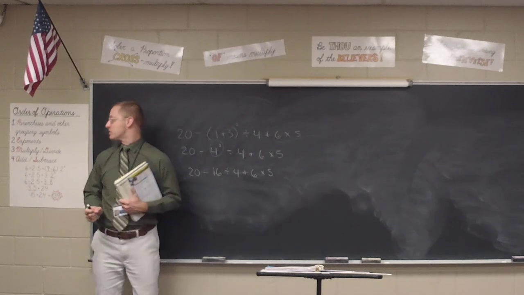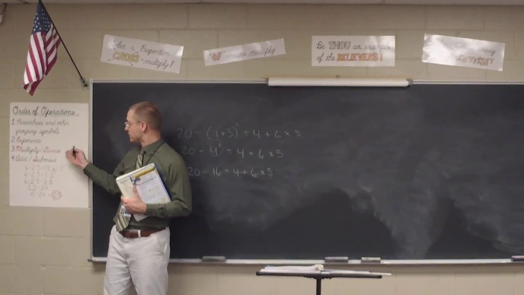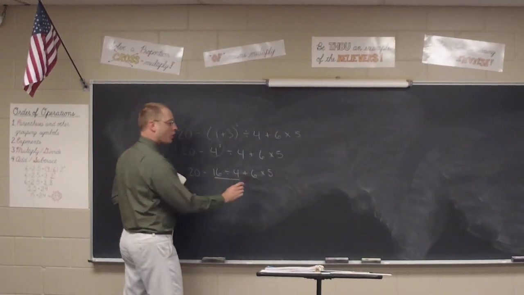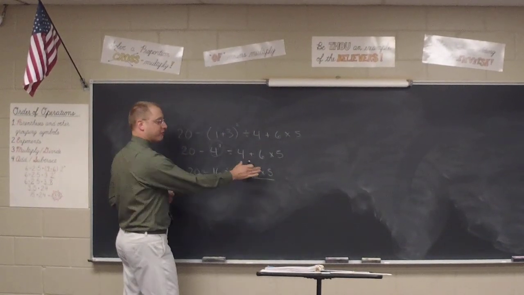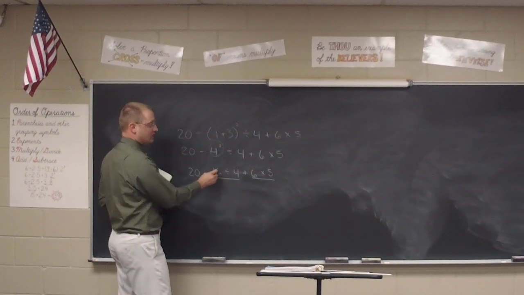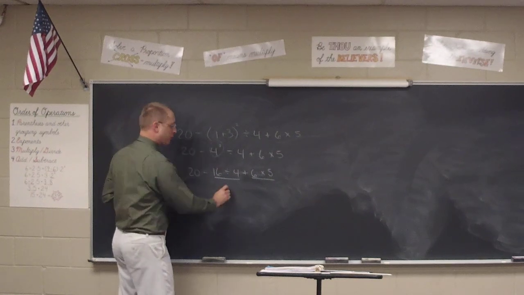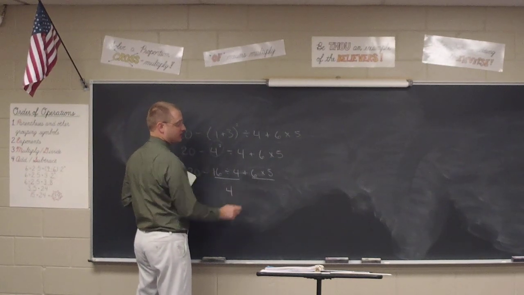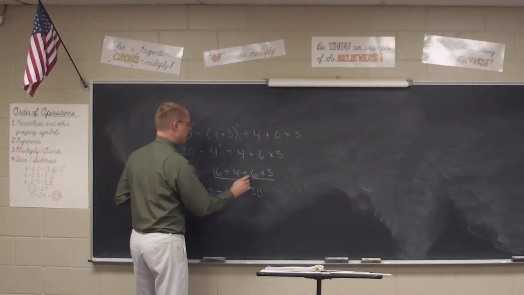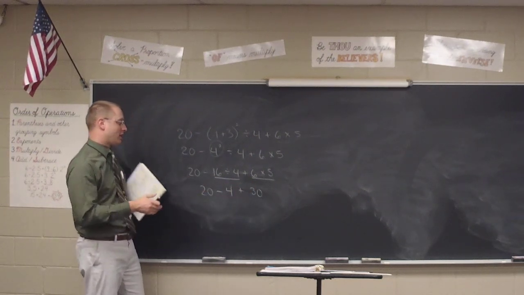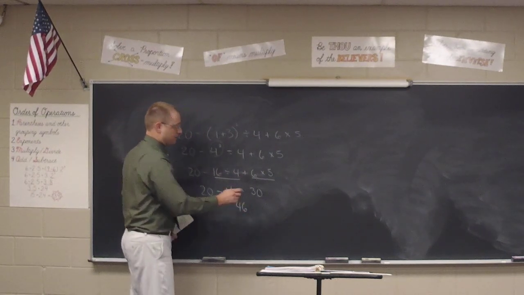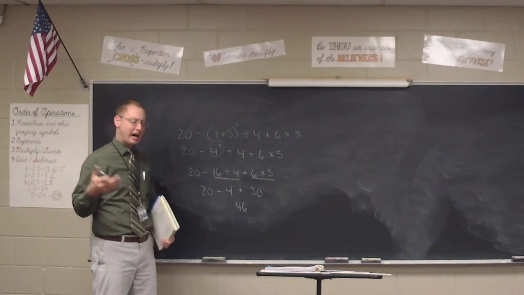The next step, class, is to multiply and divide. Well, as I look across, I see a division first, and then I also see a multiplication that's separate from it. This plus sign kind of separates the two. We're going to take them in order. So the 16 divided by 4 becomes a 4, and we could at the same time replace the 6 times 5 with a 30. So I've got a 20 minus 4 plus 30. And once you get to addition, subtraction, you just go. 20 minus 4, 16 plus 30, 46 is our answer. Does that make sense? It's following the order.